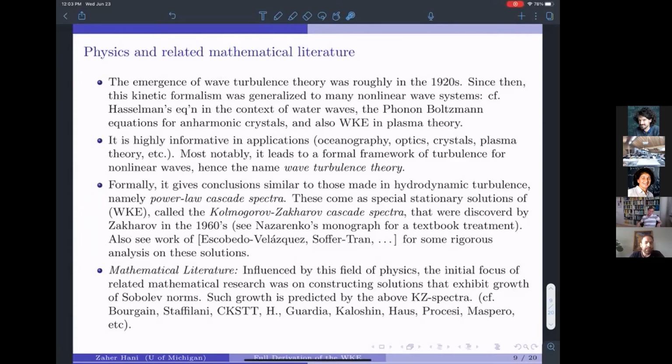So in terms of the mathematical literature, and influenced by this field of physics, the initial focus of the related mathematical research was on constructing solutions that exhibit growth of Sobolev norms. And here, Gigliola's talk was really the reference to this literature. So I only mention a very small collection of works. This list of contributors to this progress is highly non-exhaustive. Such growth is predicted by the Kolmogorov-Zakharov spectra. So this interest was really pioneered by Bourgain and Staffilani in the 90s, who started the question of the growth of Sobolev norms or obtaining bounds on Sobolev norms. And then there were several other contributions, some of which are mentioned here.